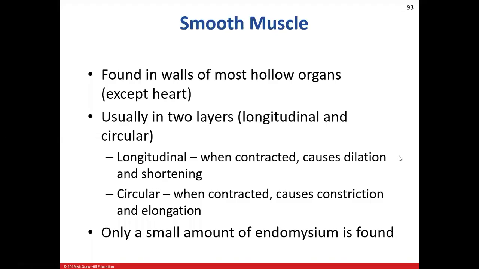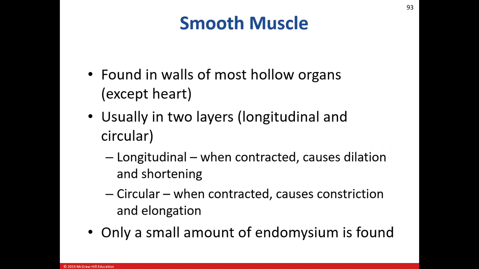Well, we have finished up skeletal muscle, and so now we start to transition into our second type of muscle, which is smooth muscle. Smooth muscle is going to be found in the walls of most of our hollow organs, with the exception of the heart. We're actually going to find that the heart has its own type of muscle called cardiac muscle. We typically will find smooth muscle in two separate layers. One is called the longitudinal layer, and the other is called the circular layer.